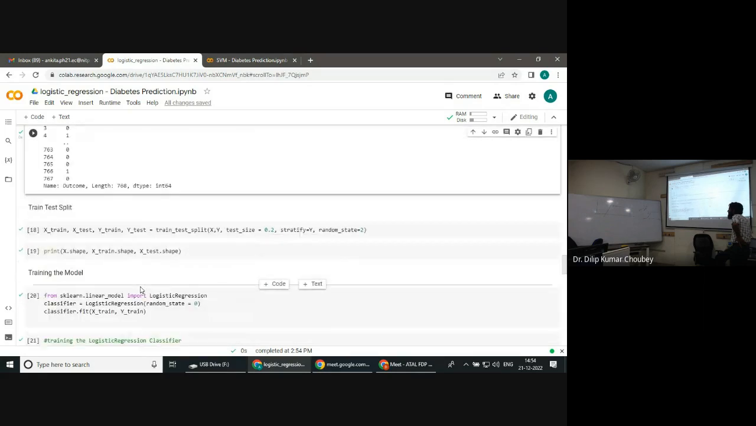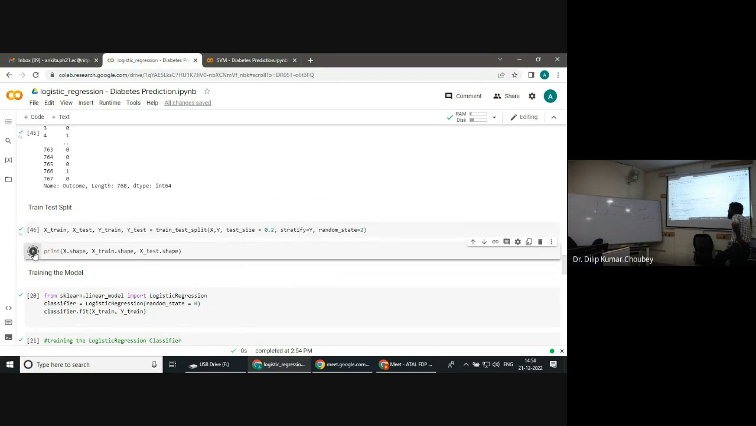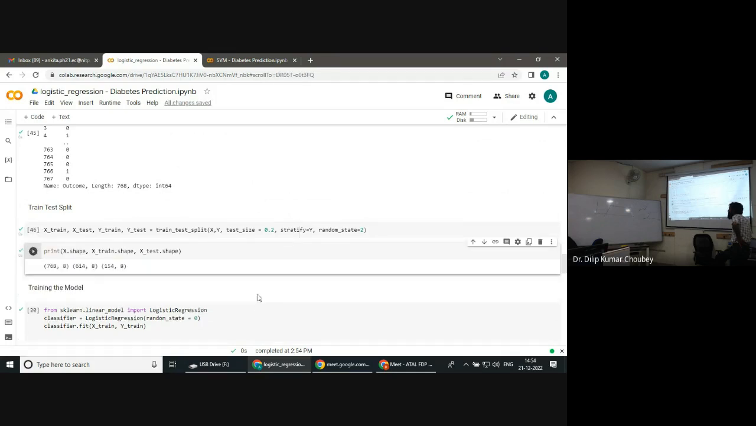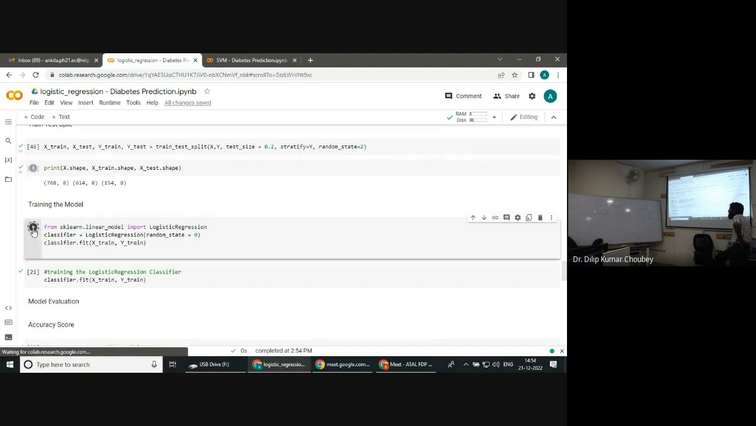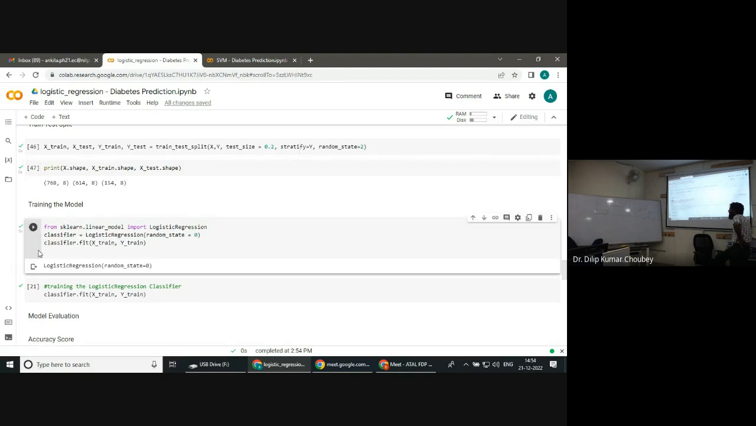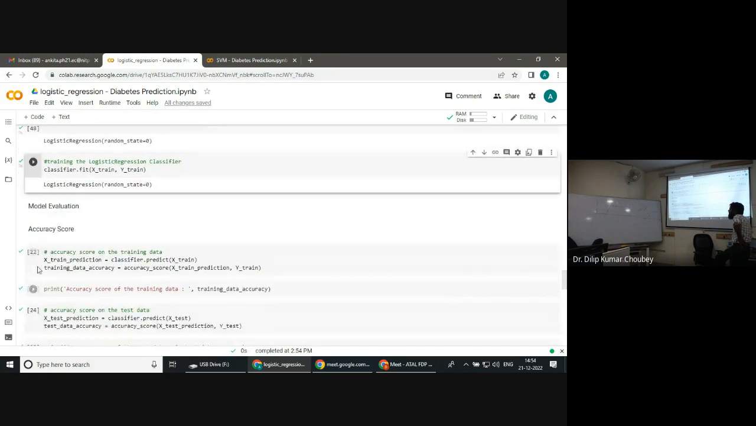We do train and test split. And then we get the shape of the train and test splits which we have created. And finally, from sklearn, yesterday we were importing random forest, today we are importing logistic regression, and we are just giving it as an input. We are creating a classifier, and then learning it on X train and Y train. And finally, we do the evaluation.